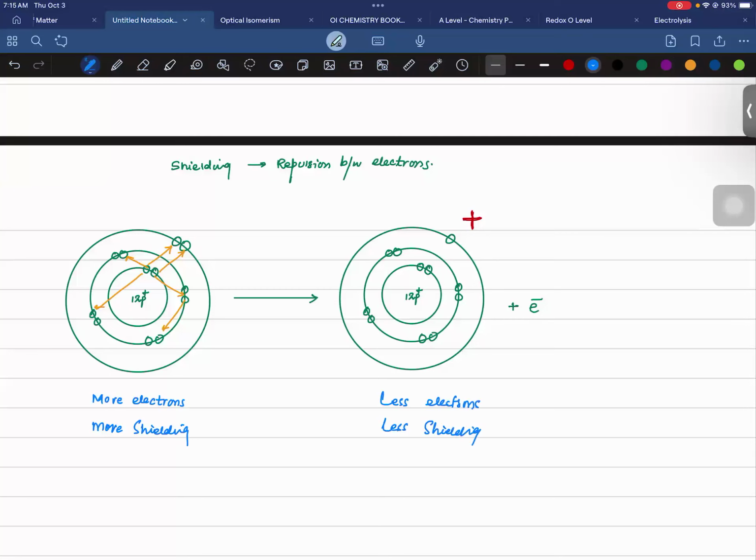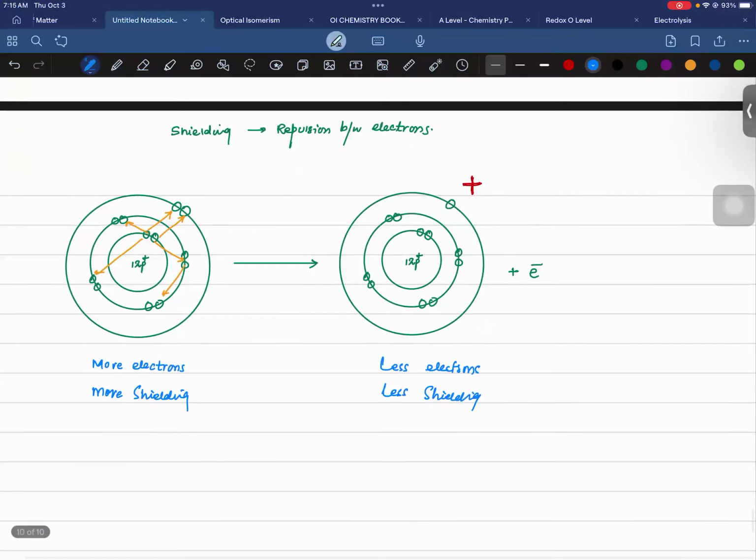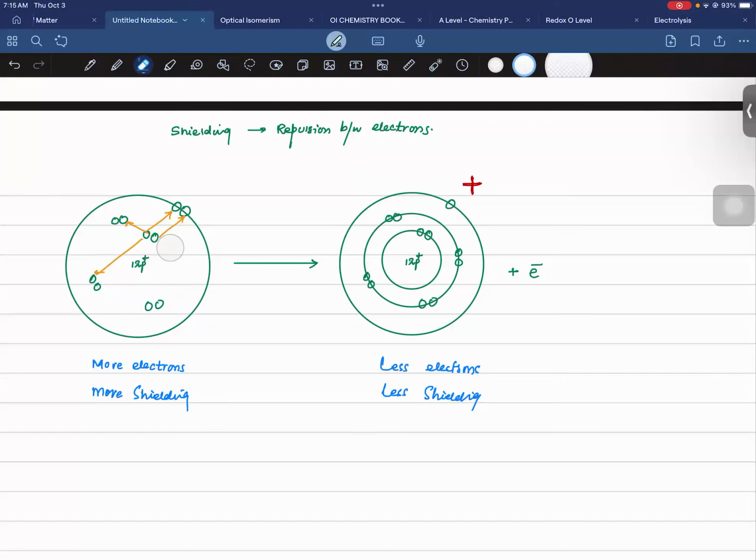Okay. So when the shielding is going to decrease, the attraction is going to increase. Remember, when the shielding decreases, the attraction increases. For simplicity, I'm going to remove inner shells because they are the same. The number of inner shells are the same.